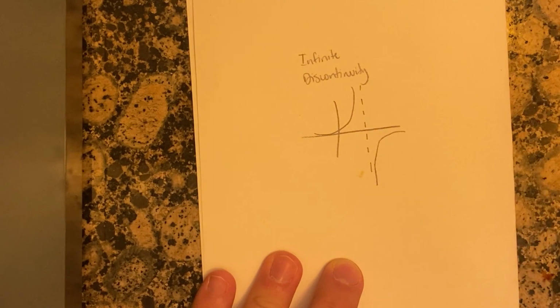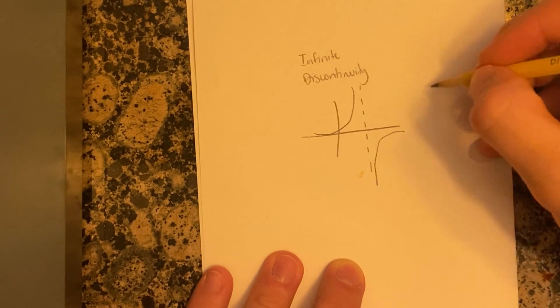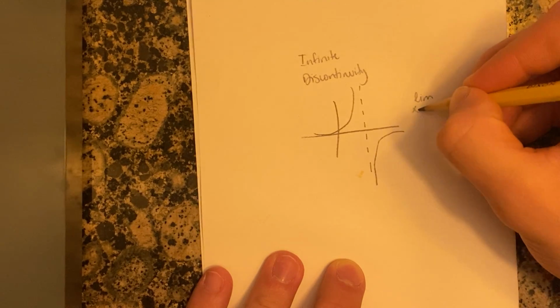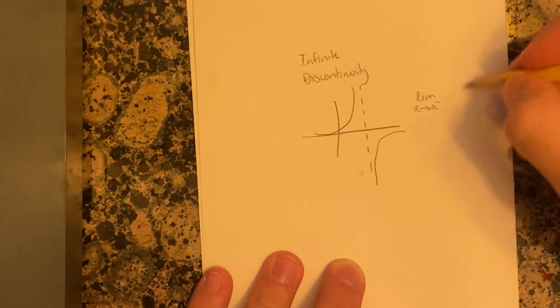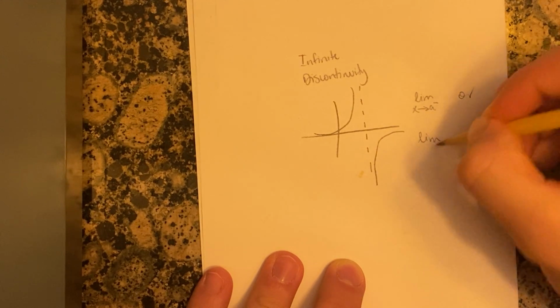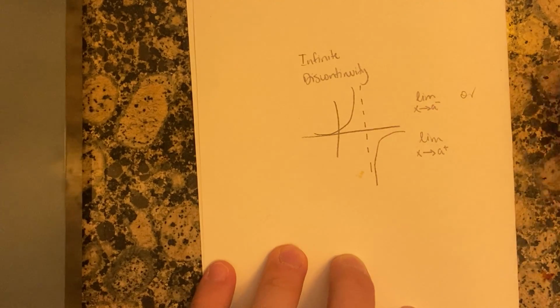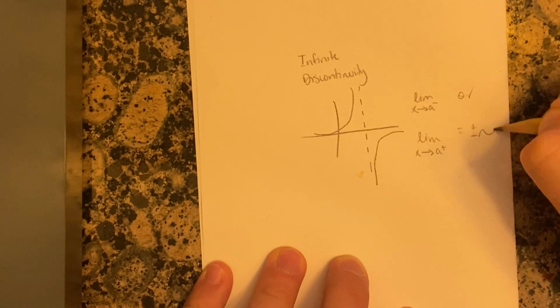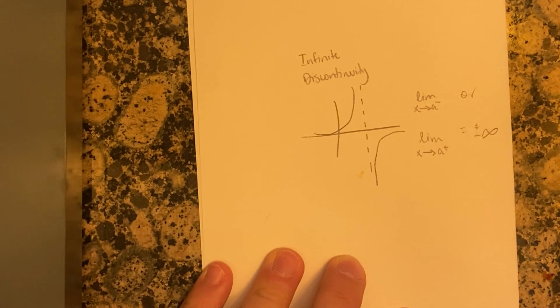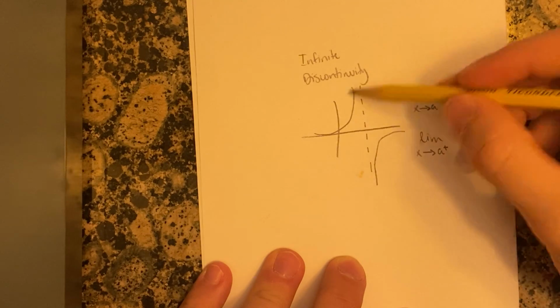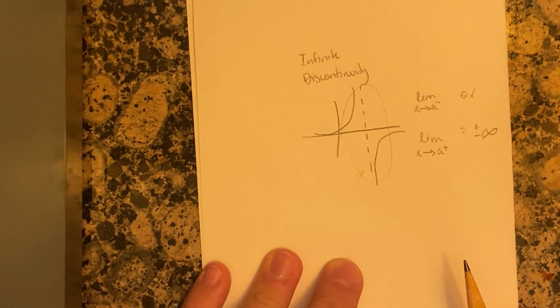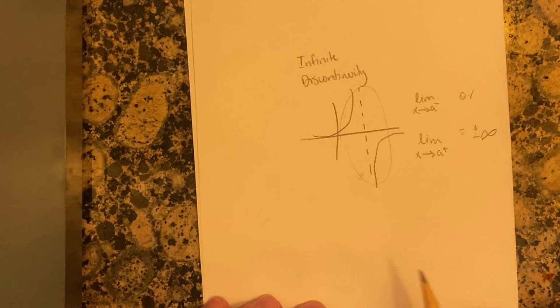And this is a break, and we can determine this kind of discontinuity when either one of our limits, approaching a from the left or approaching a from the right, are equal to plus or minus infinity. Okay? And this is only referring to infinite discontinuity when we have a vertical asymptote. So it's critical for you to find that value before you really move forward.